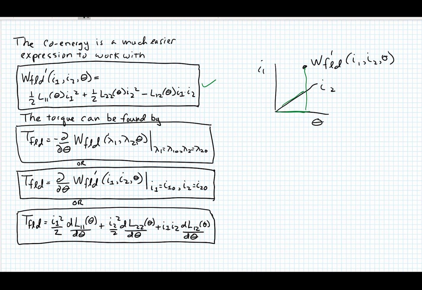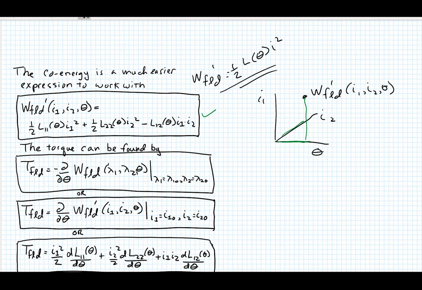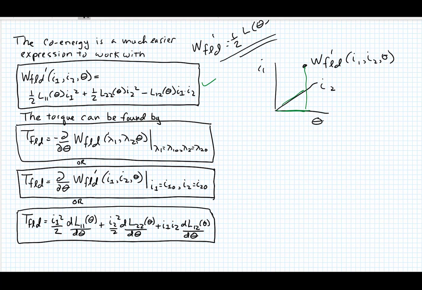So remember, the coenergy was 1/2 L i squared, and the L has to have this position dependency in order for there to be any torque. And really that's what we're after here. There is energy if you don't have a position, but there won't be any torque. It's just stored static energy. So L is a function of theta, quite simply, right? Now it becomes this. So we end up having a coenergy in terms of the self inductance terms right here, L11, L22, and then the mutual inductance, L12.